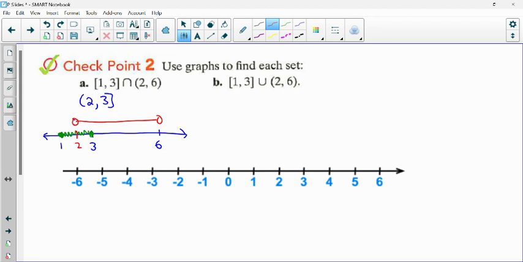Remember, union, we're saying, is the entire shaded part. Our entire shaded part goes from what number to what number? From 1 to 6. Now we just have to be careful. 1 has a closed dot, so I'll put bracket 1 goes to 6, but 6 has an open dot. So I have the parentheses.